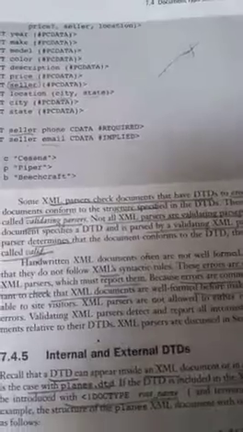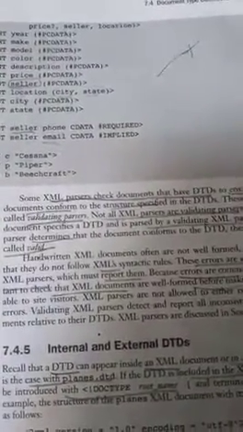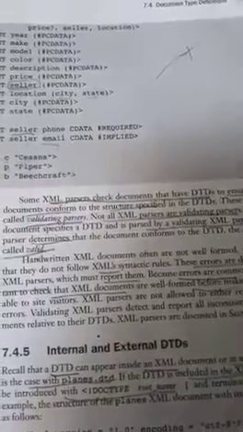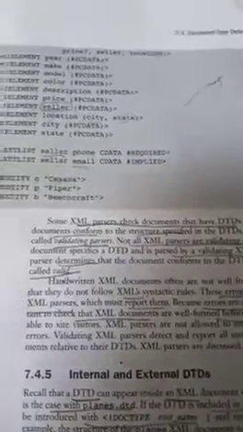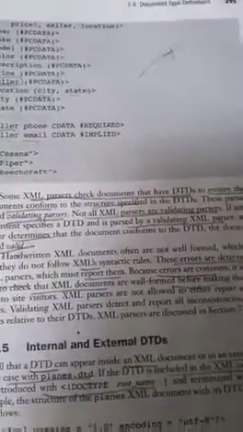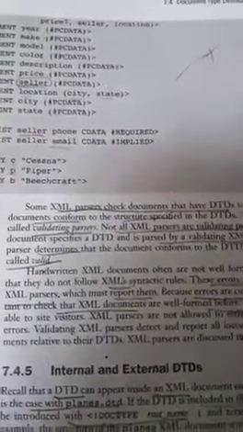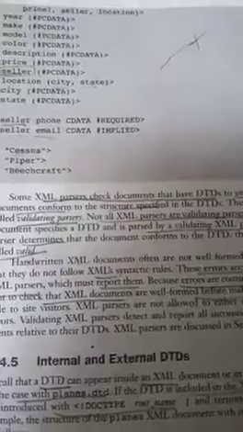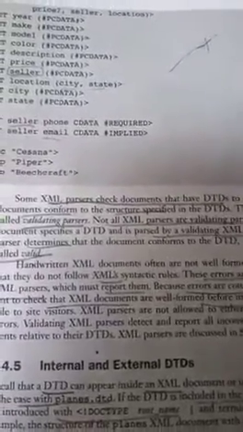Not all XML parsers are validating parsers. If an XML document specifies DTD and it is parsed by a validating parser and the parser determines the document conformed to the DTD, the document is called valid. Handwritten XML documents often are not well formed, which means they do not follow XML syntactic rules. These errors are detected by all XML parsers, which must report them.